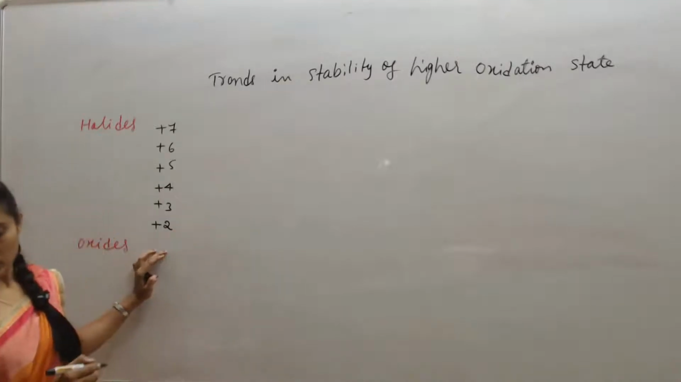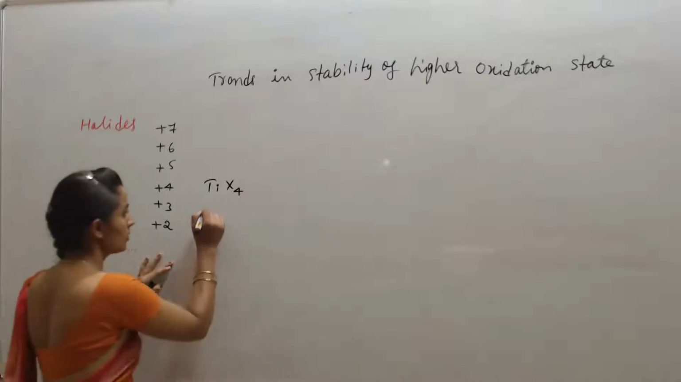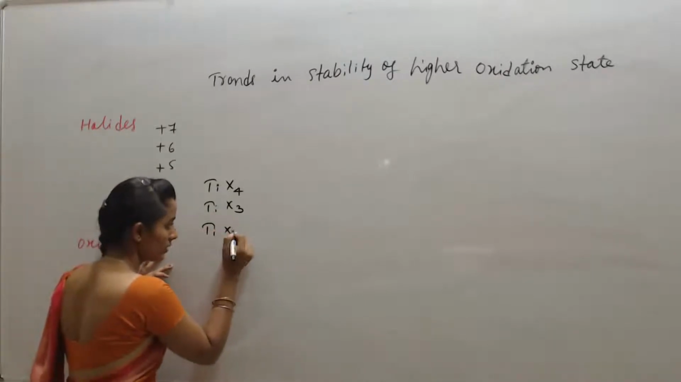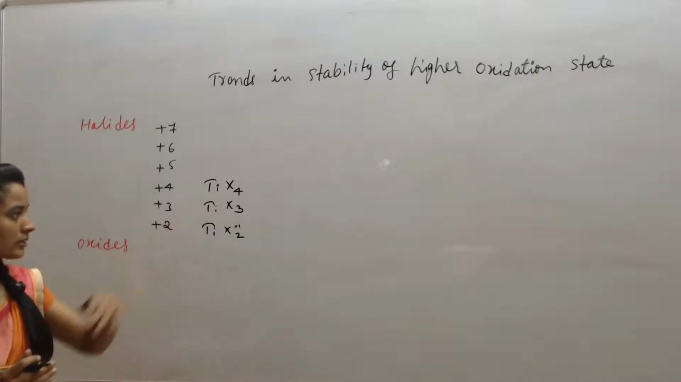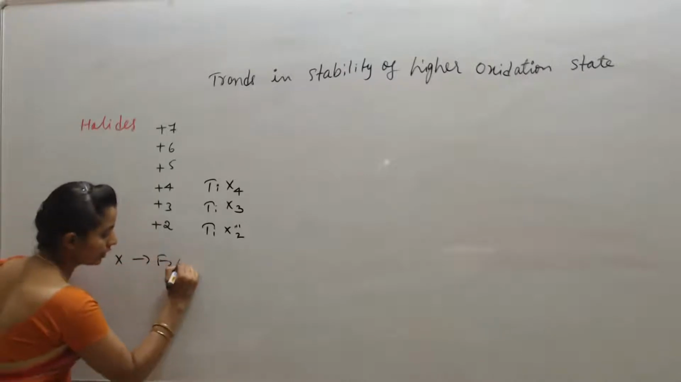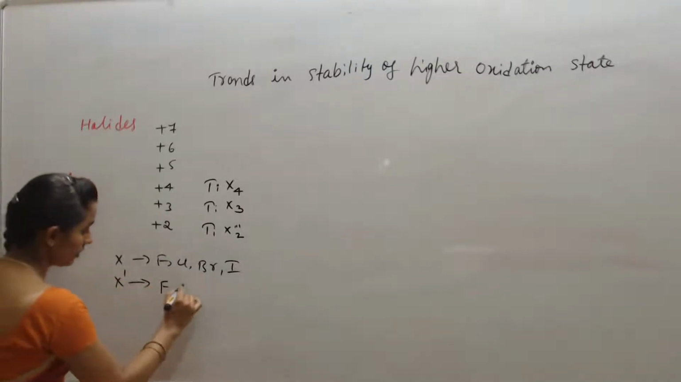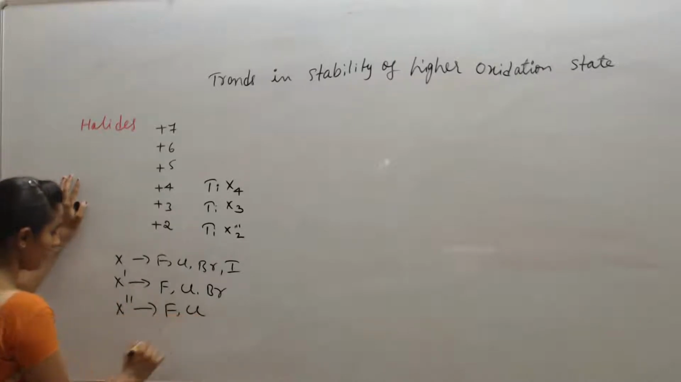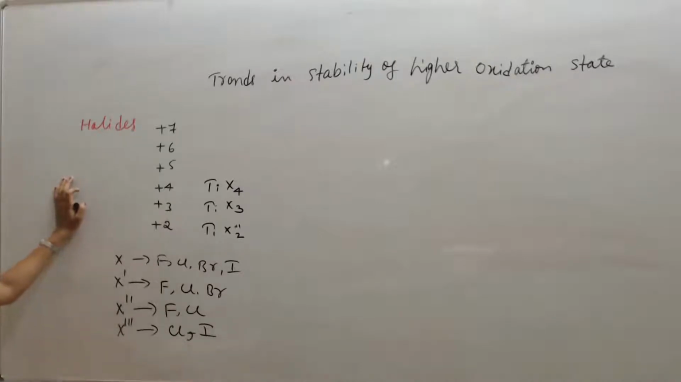But for titanium, in the +4 oxidation state, this is TiX4. Next, TiX'3 in the +3 oxidation state, and TiX'''2. What are X, X', X'' and X'''? I will write here, students. X means chlorine, bromine, iodine, all. X' means chlorine and bromine, but not iodine. X'' means only chlorine and bromine. X''' means only chlorine and iodine. So this is what each represents.